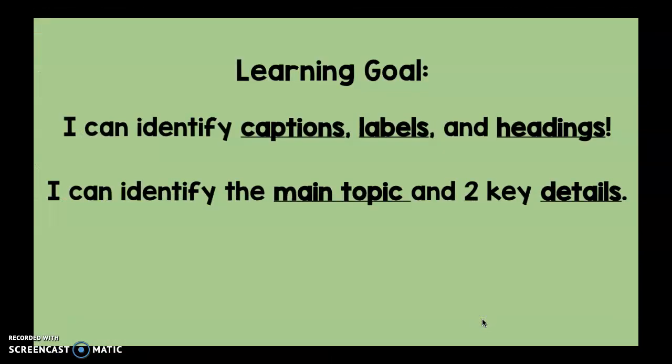Hi boys and girls. So today we're going to review some of the stuff we learned. This says, I can identify captions, labels, and headings. We've learned about those in these last few activity lists, so we're going to review those today. And then we're also going to review, I can identify the main topic and two key details in a text. So first, we're going to take a look at these nonfiction text features up here: captions, labels, and headings.